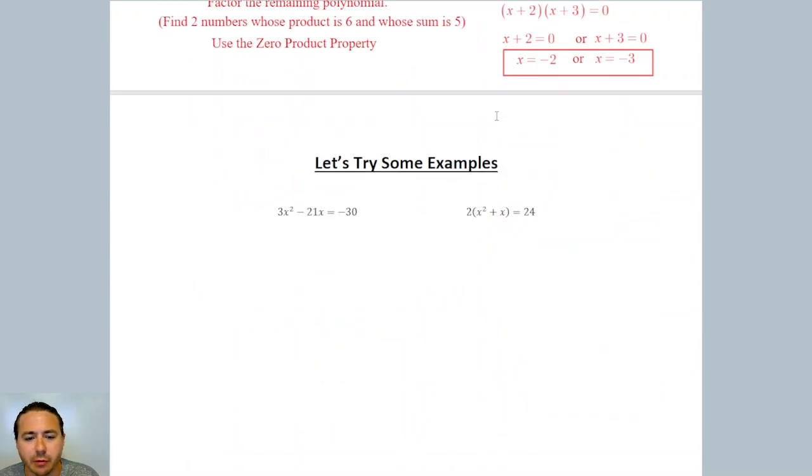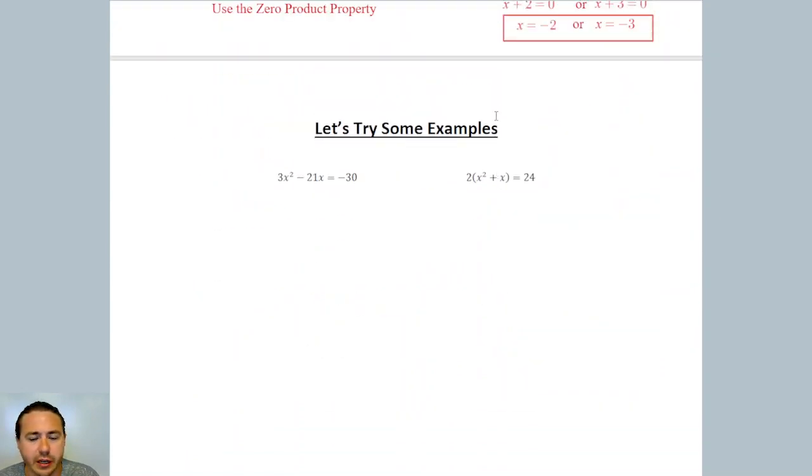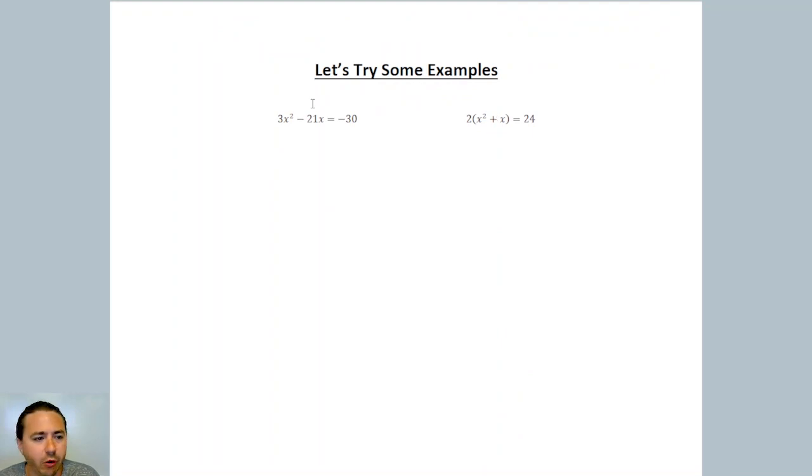So let's just try a couple of examples real quick, and we'll be done. I know I've been going on for a while here now. Hopefully I'm not going too fast for you guys. I know this is all review for you, so maybe you'll just get refreshed here, and hopefully you'll find this useful.